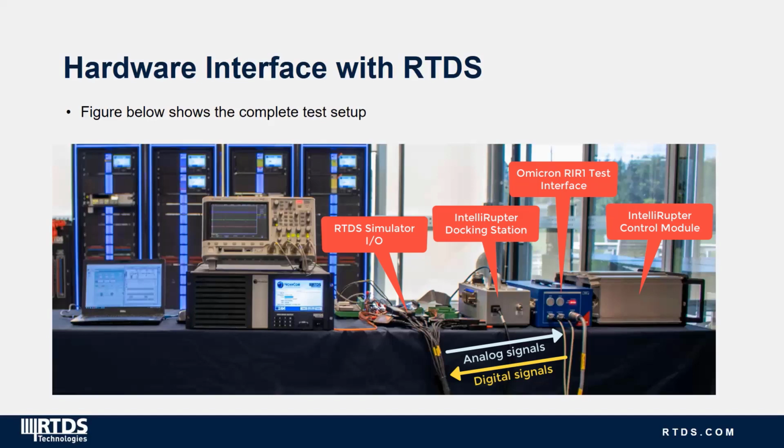The distribution system is simulated on the NovaCore simulator, and the user's PC is shown on the left-hand side here. The user can use their PC to not only manipulate the simulation executing on the NovaCore, they can also use it to operate the Intellilink software, which communicates with the IntelliRupter.